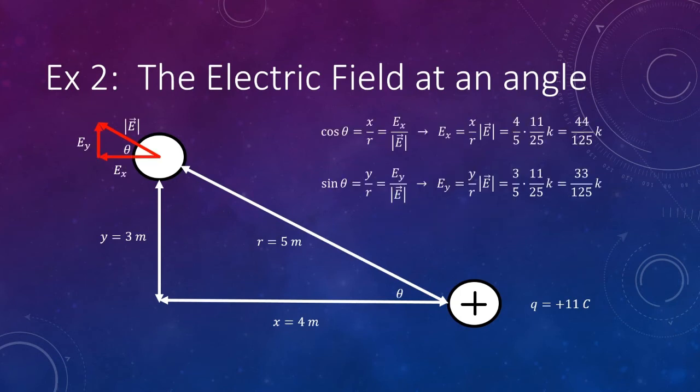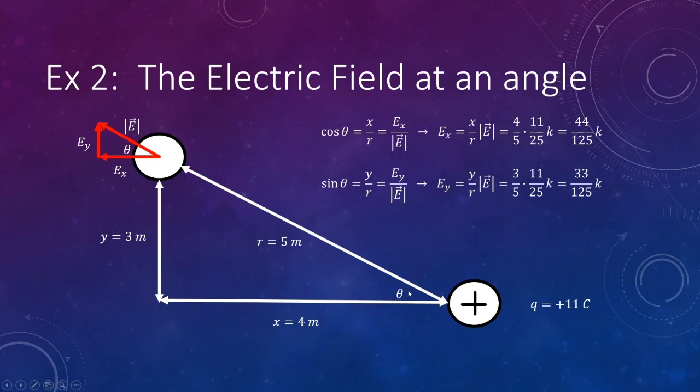So you can picture just 2 triangles going on here. We have one triangle is our displacement or position vector, and then one triangle is our electric field vector. And they're both going along the same direction because our field is going directly away from this positive charge.